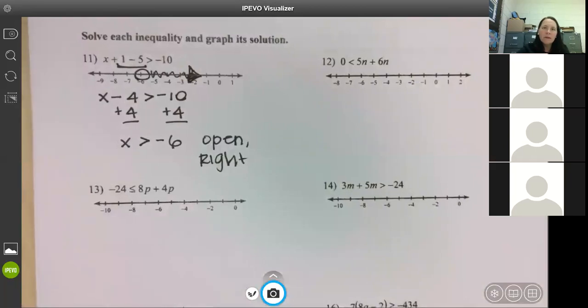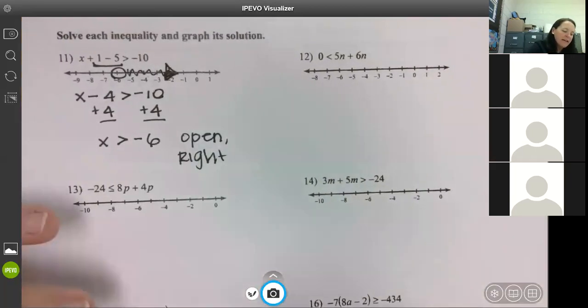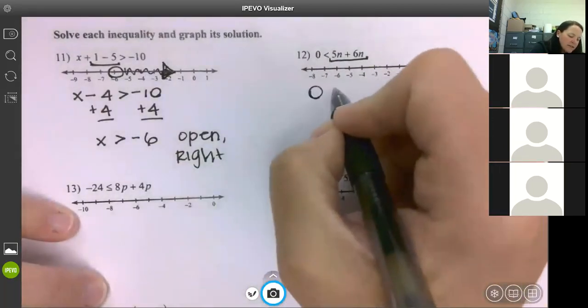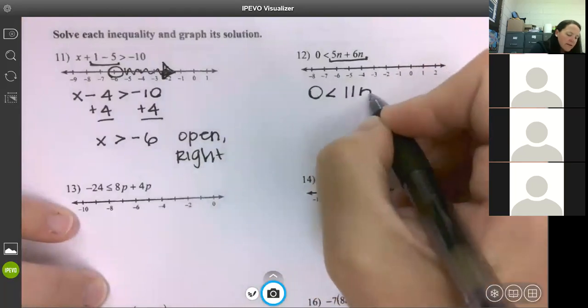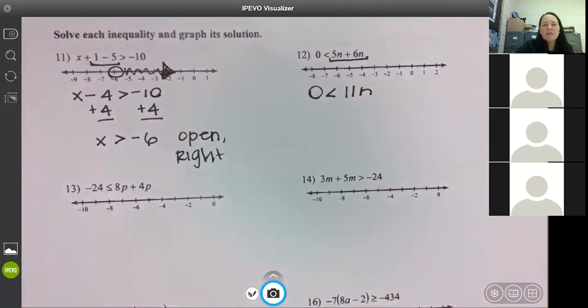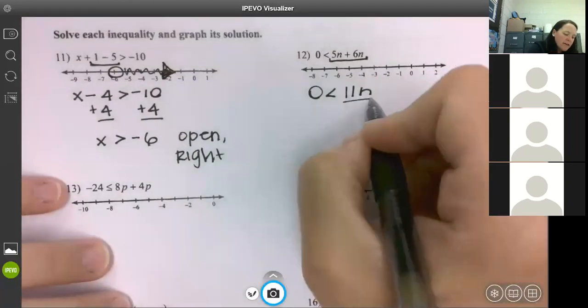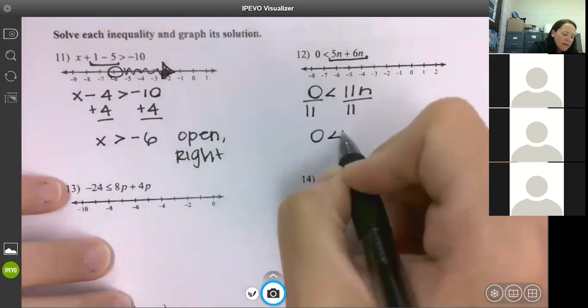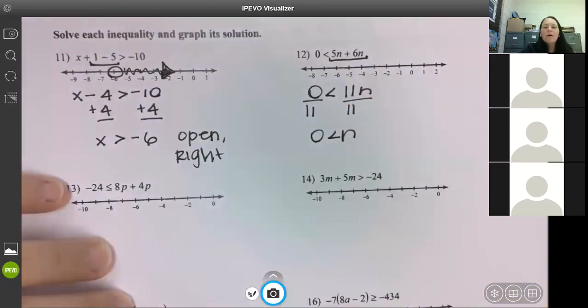All right, number 12, combine like terms again. 5n plus 6n. We get 0 is less than 11n. Remember what I told you, don't stop here, keep going. I need to get rid of the 11, so I divide it. I'm still going to get 0, and that's okay. But I don't like to graph it from this, so I have to turn it around completely.